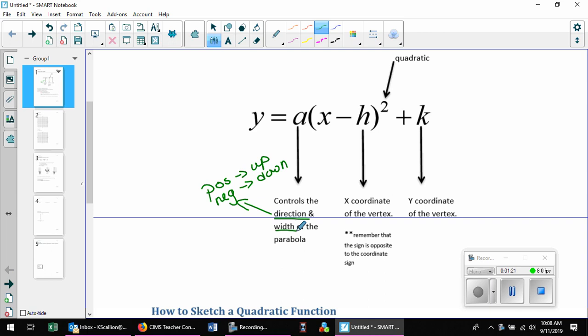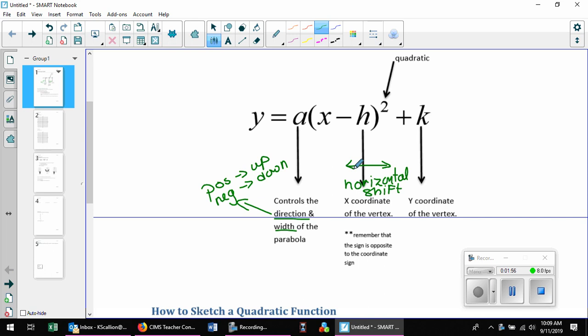The H. Now this, hopefully you got from last night's homework. You did a little bit. This is the x-coordinate of the vertex, but it's also the horizontal shift, so that you're moving either left or right. Now remember that in the brackets, if it's subtract 2, that means you're going right 2. If it's an add 2, that means you're going left. X does the opposite to what it tells you.